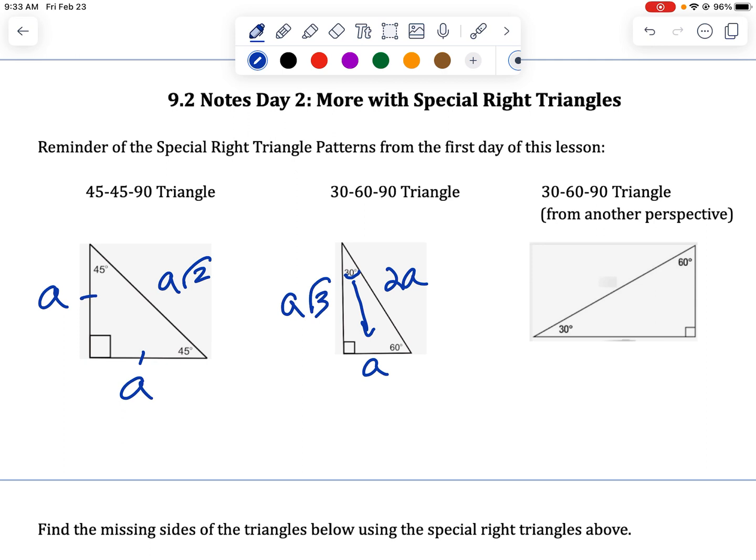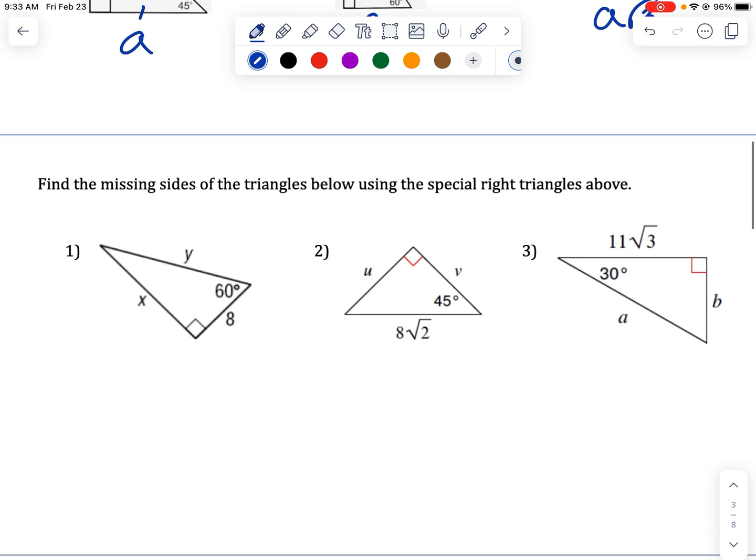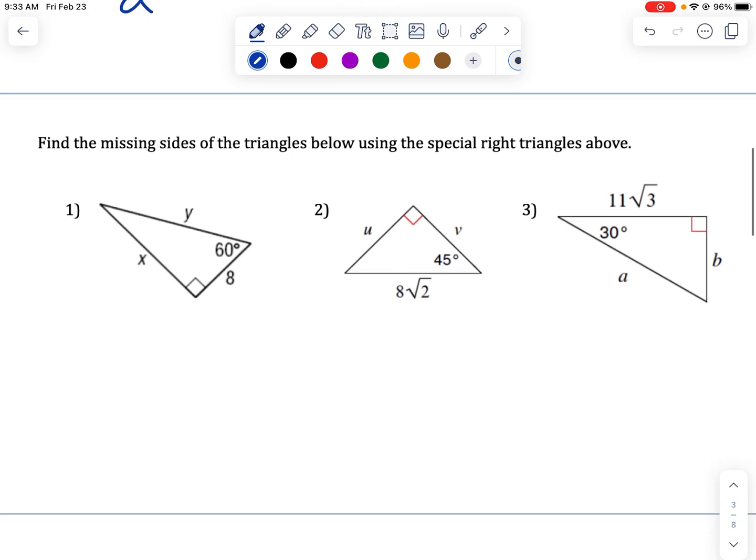Sometimes our 30, 60, 90 could be lying on its side. Again, I start at 30, draw a line straight across, and that side is my A. This is my A root 3 since it's across from 60, and my hypotenuse is 2A. That's just our general case, so let's apply that general case.